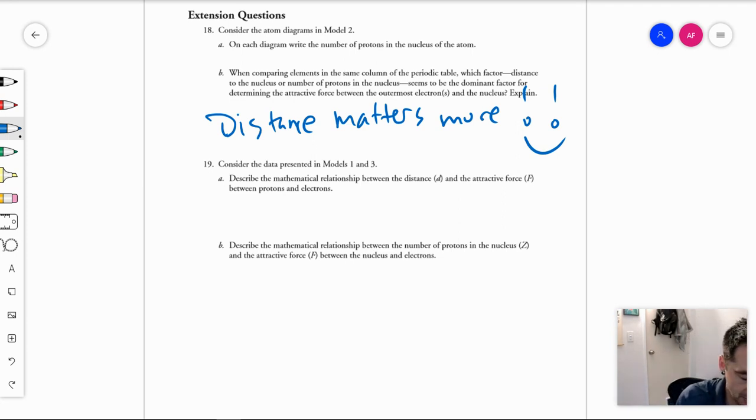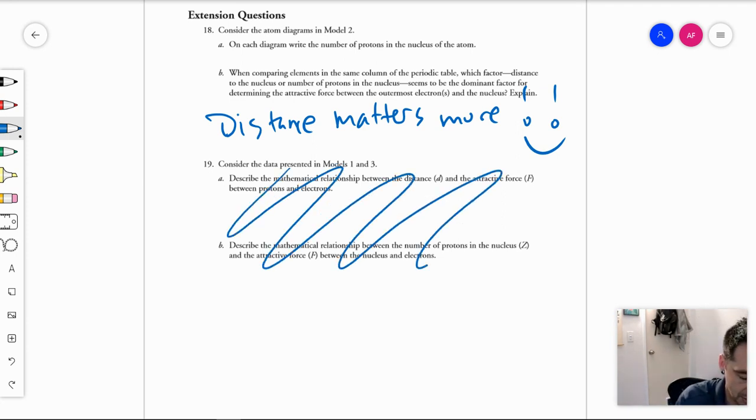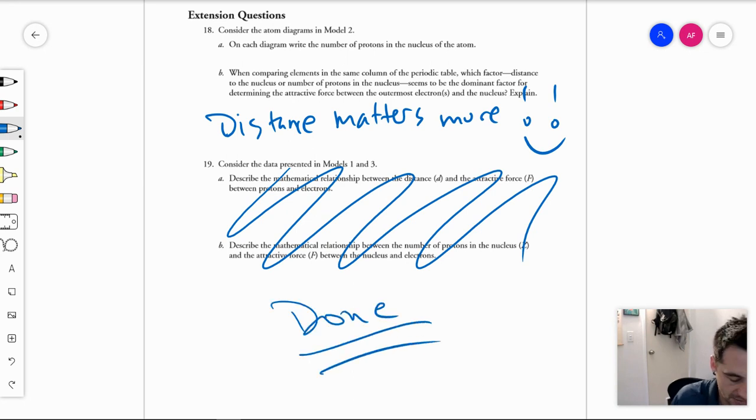Let's not even worry about those ones. Let's not make it any more confusing. So there are 2 factors, distance and number of protons. Distance matters more. Distance comes into play when we talk about going up and down a column on the periodic table. As we move from left to right, the number of protons matters. As we add protons, we increase the attractive forces. That's Coulombic attraction. That's it.